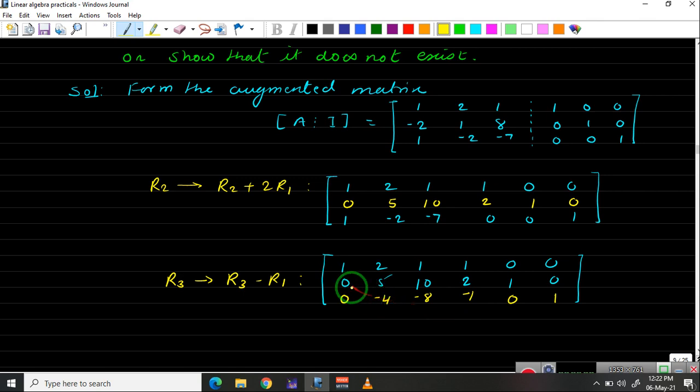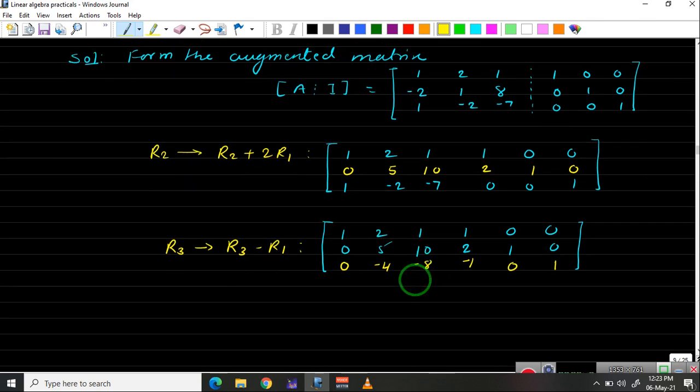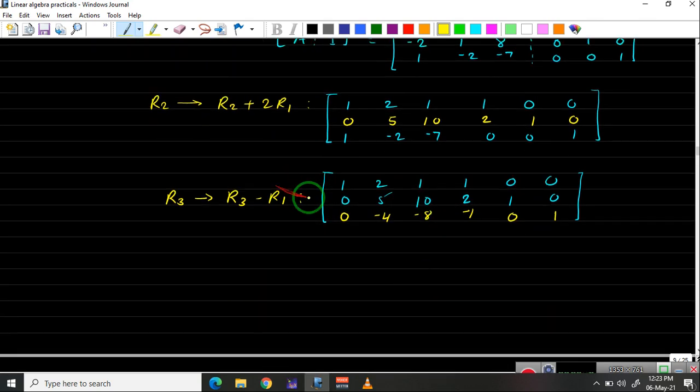Now we got 1 0 0. Now what we need to make 1 is this entry. And if we divide throughout by 5, we will get 1 here, and 10 by 5 is again 2. So we can divide by 5. Let us apply that operation here to make this 1. Okay, and also we can make this row 1.